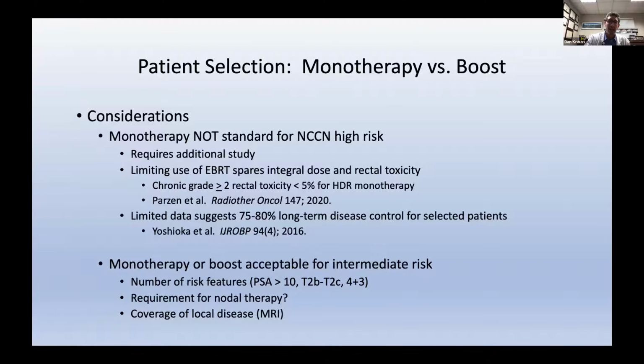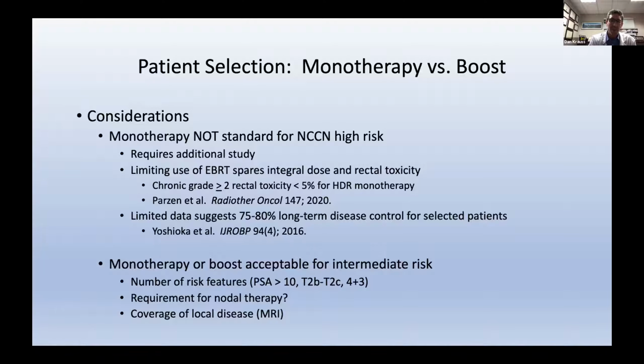You certainly limit rectal toxicity. We just reviewed our series published in the Green Journal at Beaumont, where monotherapy patients had chronic grade greater than or equal to 2 rectal toxicity rates of really about 2 to 3%. So, you really limit one of the major toxicity profiles of radiation for prostate cancer when you're able to do HDR as monotherapy. So it'd be nice to better identify patients who are candidates.